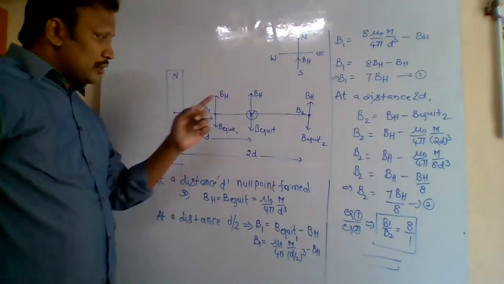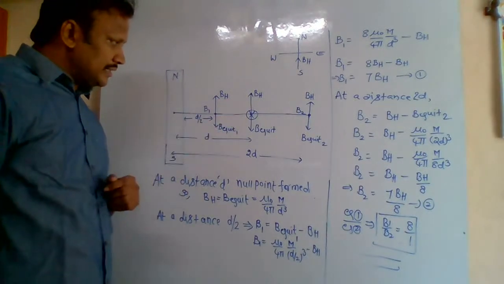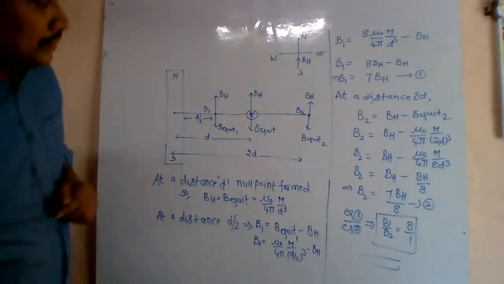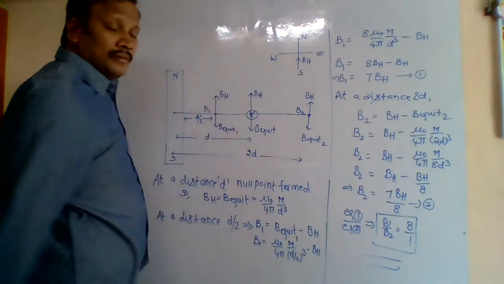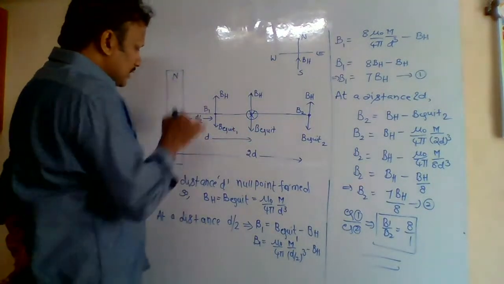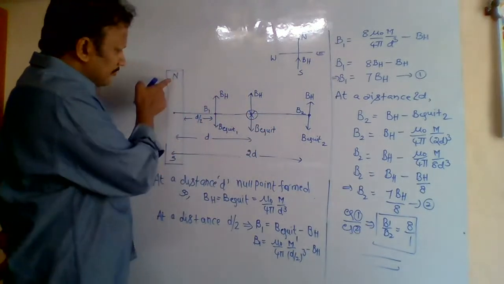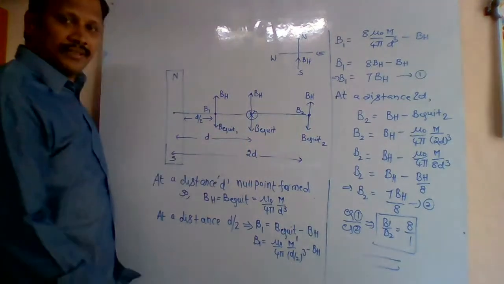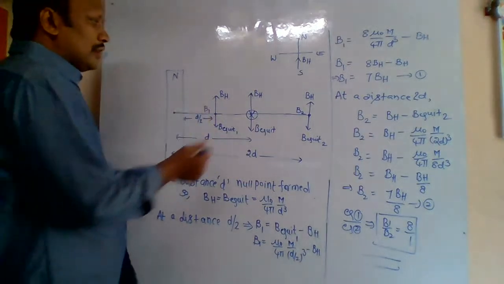Is that clear? So at that null point, two fields are acting. At that null point, how many fields are acting? Two fields. Due to this bar magnet, since that point is on the equatorial line, we will get B equatorial. What is the direction of B equatorial? North to south, parallel to the axis of the bar magnet.